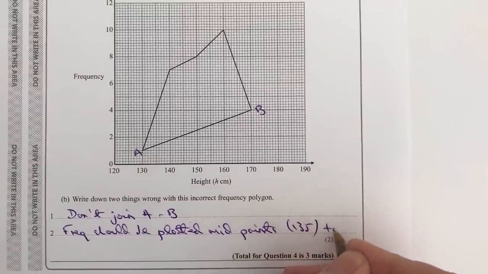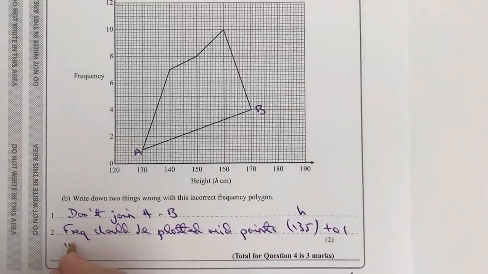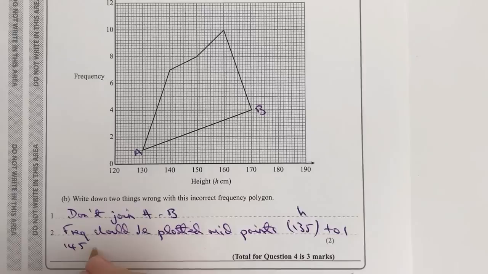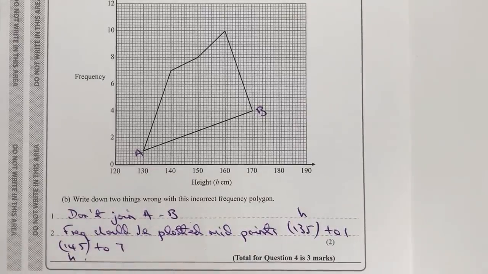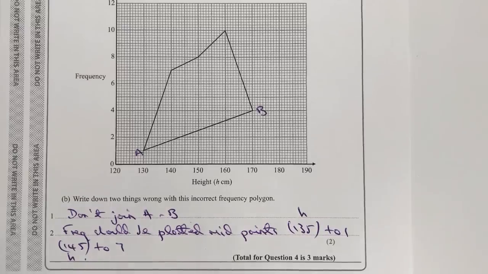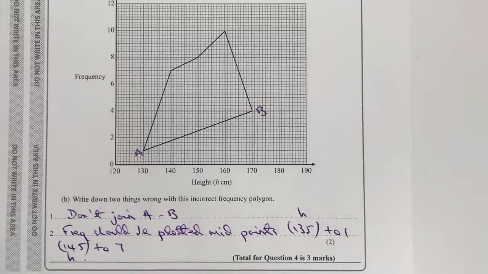135 to 1. Okay, and this is height. Okay, or I could put in there 145 to 7, and this is also height. Okay, and that makes it fairly clear. So in other words, they haven't plotted the correct coordinates. Okay, so let's move on then to question number 5.